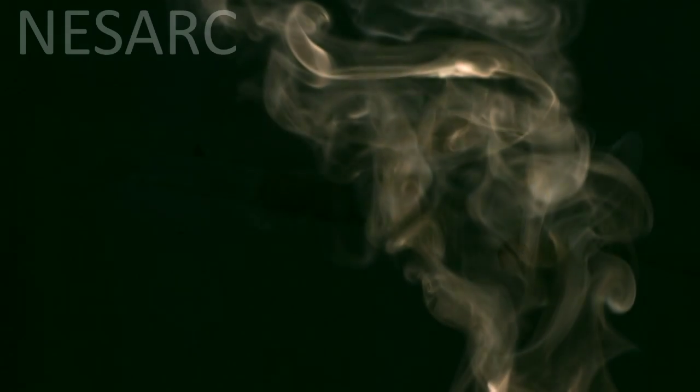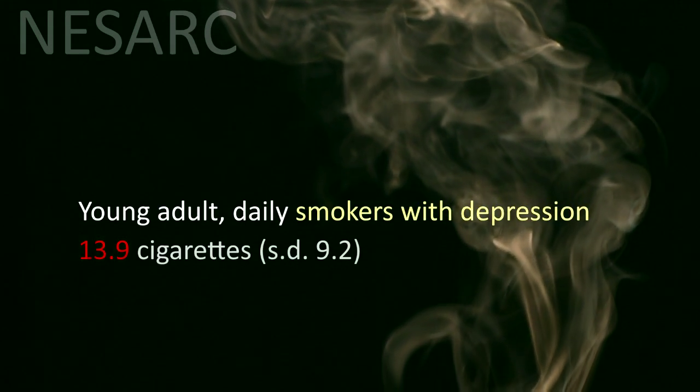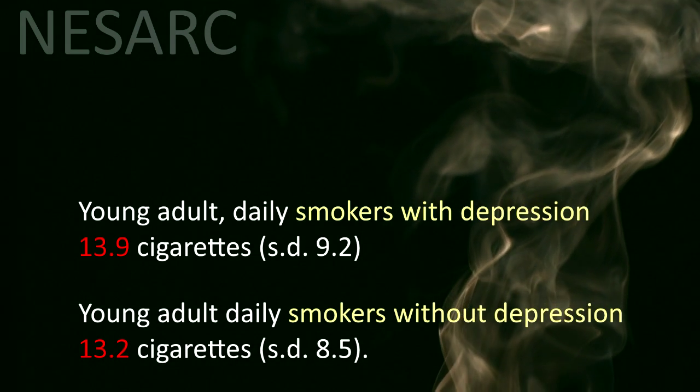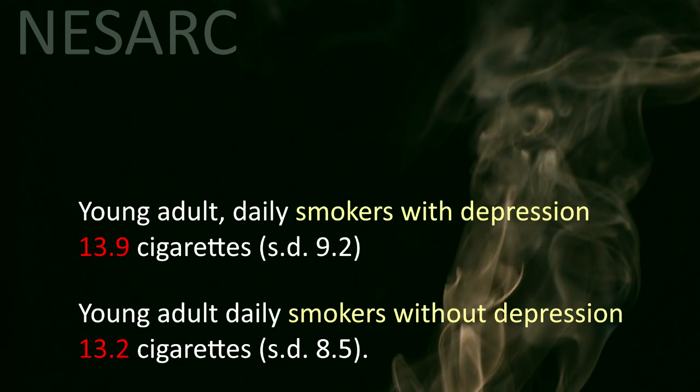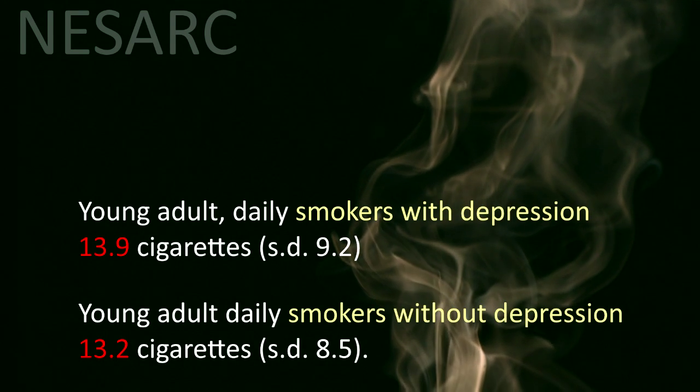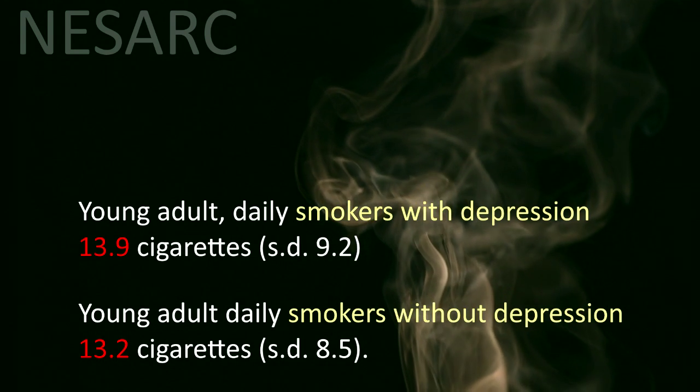Young adult daily smokers with depression smoked an average of 13.9 cigarettes per day, with a standard deviation of 9.2 cigarettes. Young adult daily smokers without depression smoked an average of 13.2 cigarettes per day, with a standard deviation of 8.5 cigarettes. While it is true that 13.9 cigarettes per day are more than 13.2 cigarettes per day, it's not at all clear that this is a large enough difference to reject the null hypothesis, or to say that smokers with depression smoke significantly more than smokers without depression.